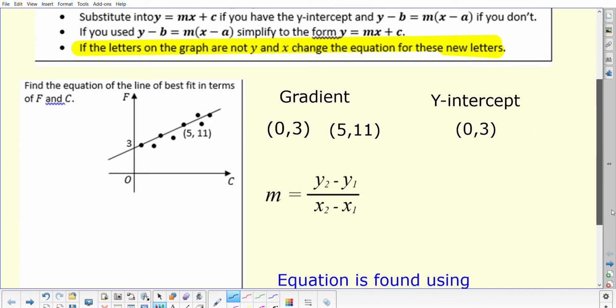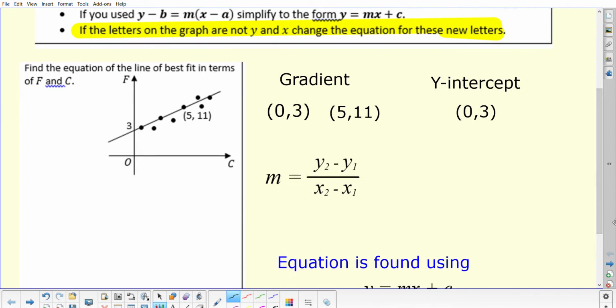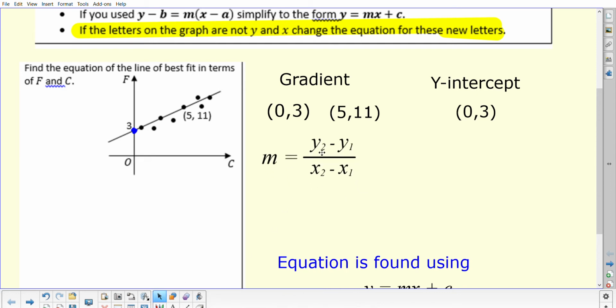We can clearly see we've got a line drawn there, and you can see 2 points on that line. I've written down here the points that you can see on that graph. This point here, which is on the y-axis, is the point (0,3), and you also know the point (5,11). The first thing we want to be doing is working out the gradient. There is your gradient formula.